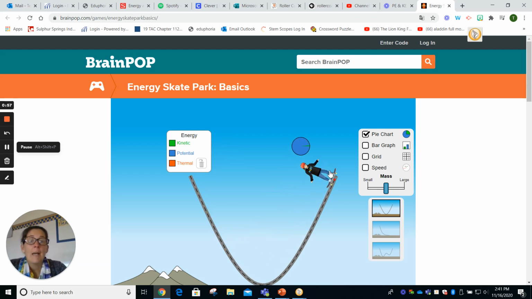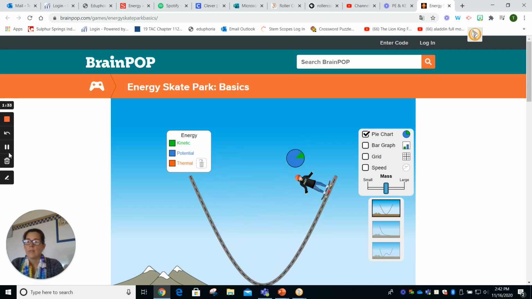If you look when he's at the top of the hill, that pie is completely blue. So that is all potential energy when he's way up here, right? But when he gets down here at the bottom, see how it's all green? There he is again, it's green. And it changes back and forth depending on where he is on his hill. The potential's at the top and it's kinetic at the bottom because he's moving as fast as he can. Kind of neat, right? So we're going to use a pie chart like that to describe potential and kinetic energy.